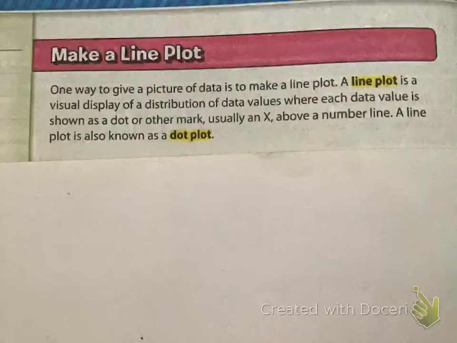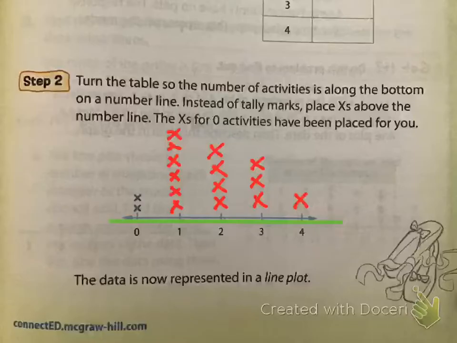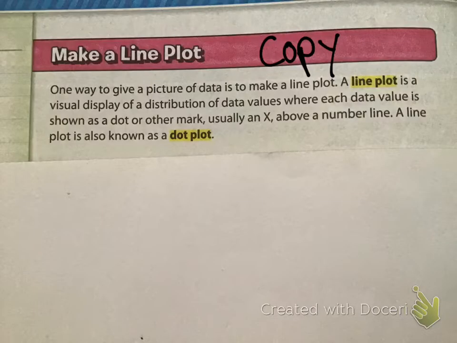So, one way to give a picture of data is to make a line plot. A line plot is a visual display of distribution of data values, where each data value is shown as a dot or other mark. It's usually an X, but it could be a dot, it could be a star, it could be a heart. It's kind of like a variable above the number line. A line plot is also known as a dot plot because they are dots. We typically call them line plots. I want you to copy this down into your math notebook, please. So excellent. They're called line plots or dot plots because it is a line or it can have dots.